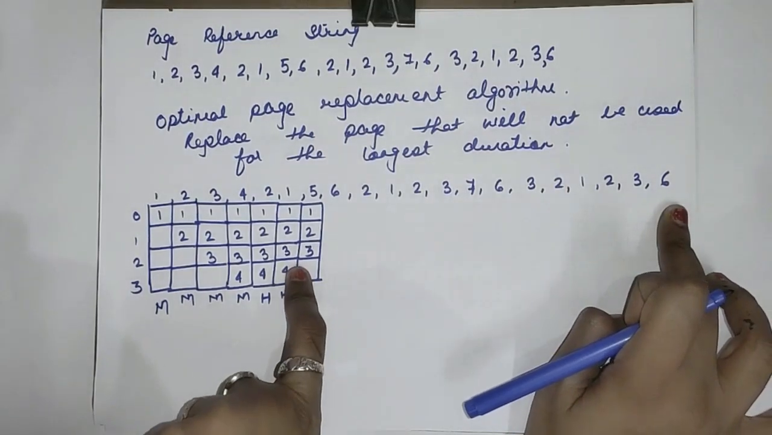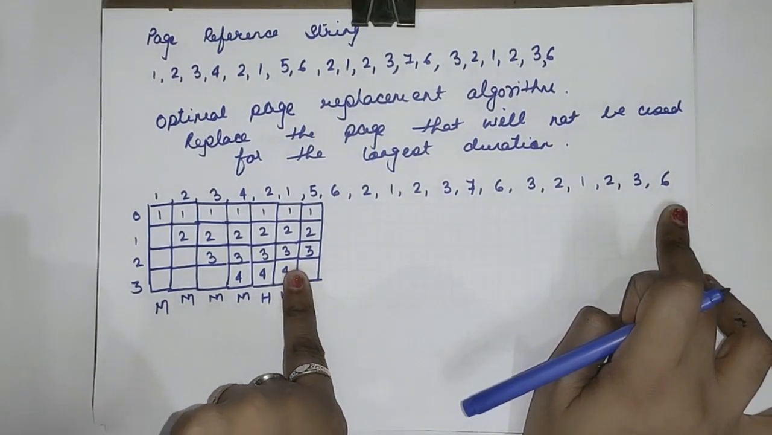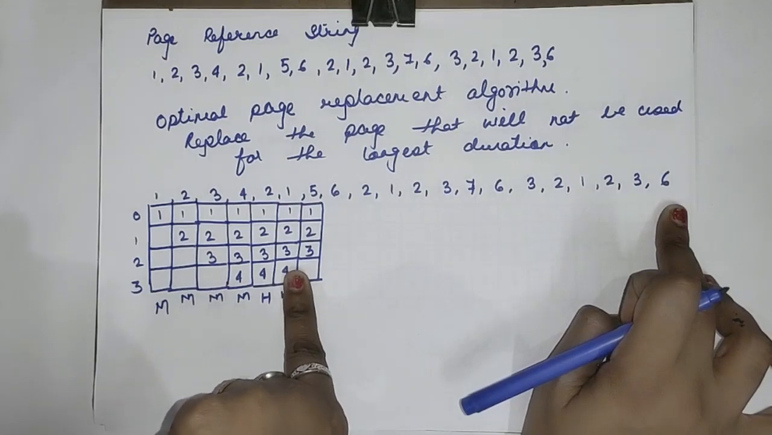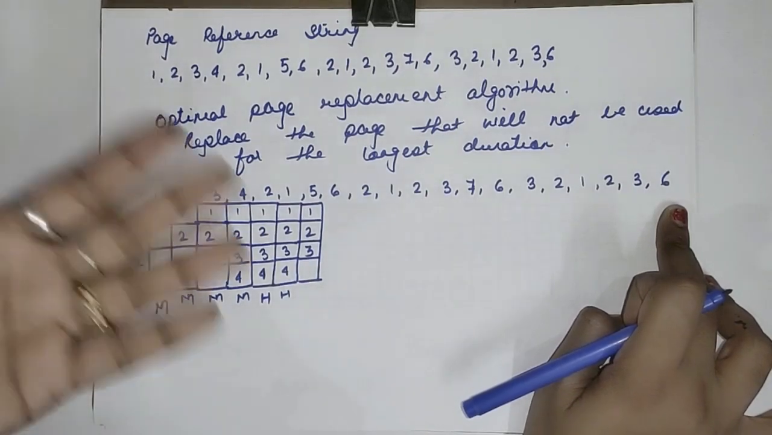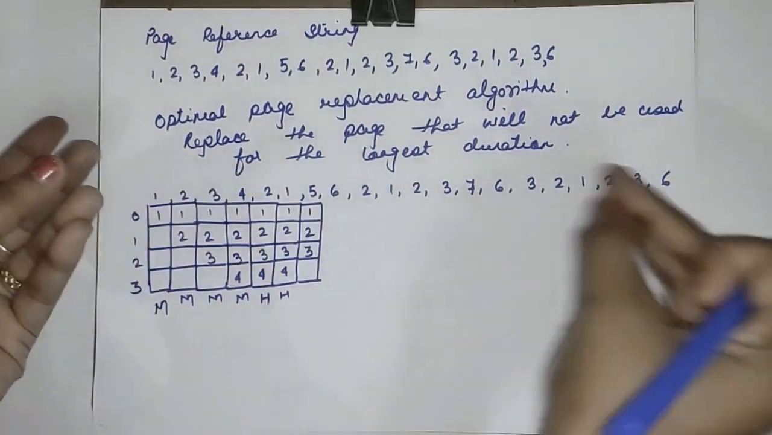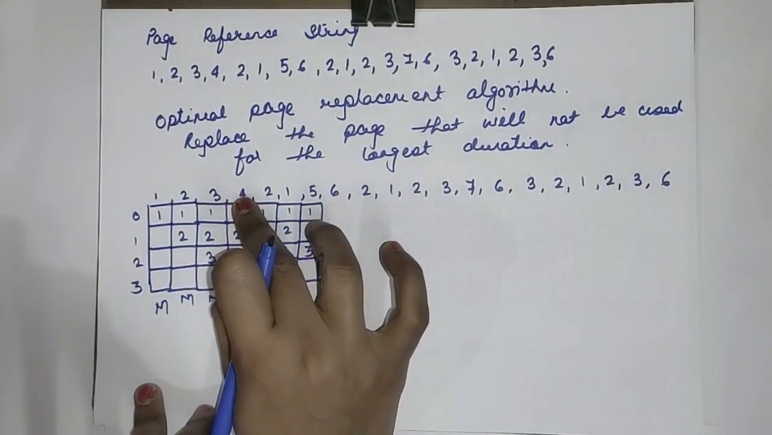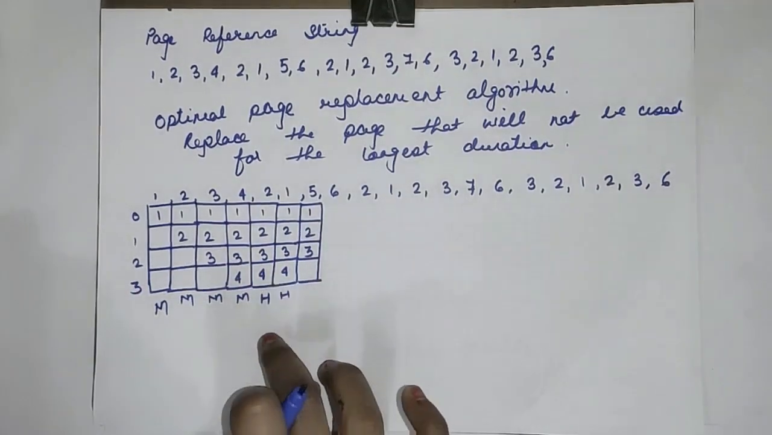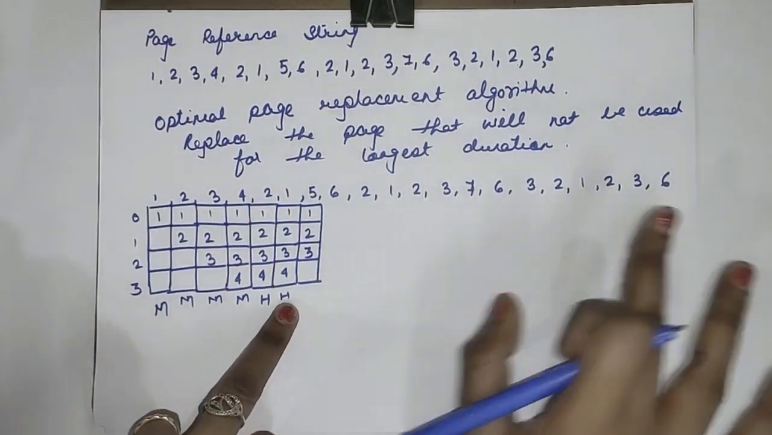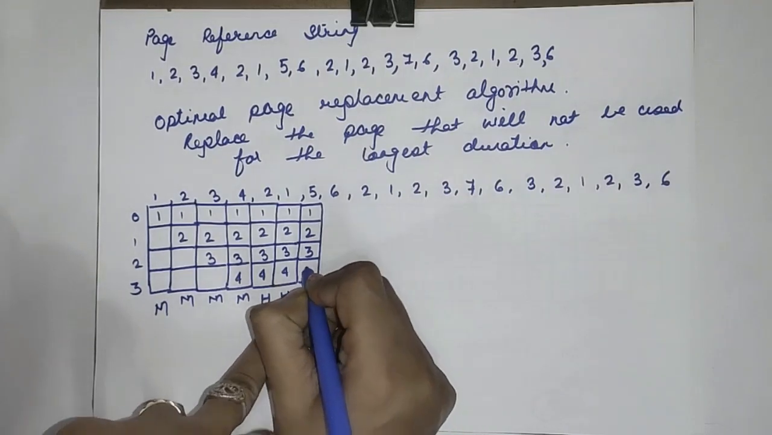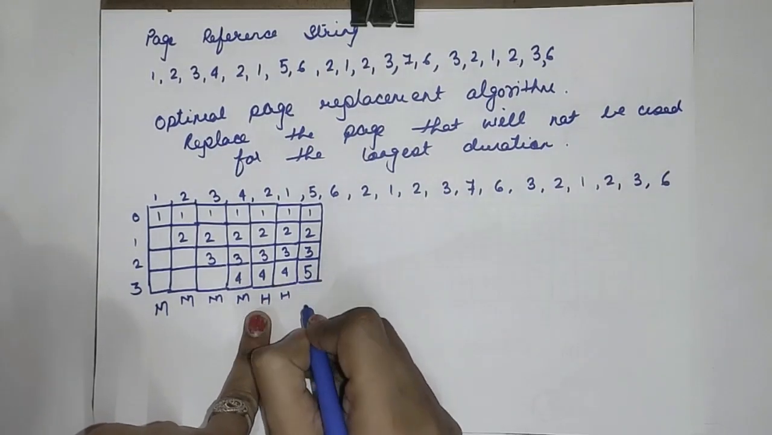So 4 has not been used, it's not being used at all. It is required only once. Over here I required 4, so why waste a frame for 4? Obviously this is the principle being used over here. So what I'll do, I'll replace 4 with 5.